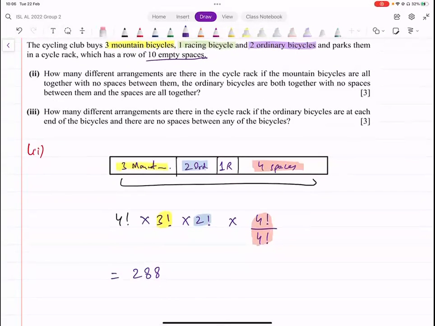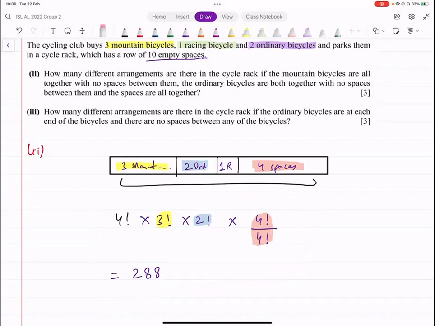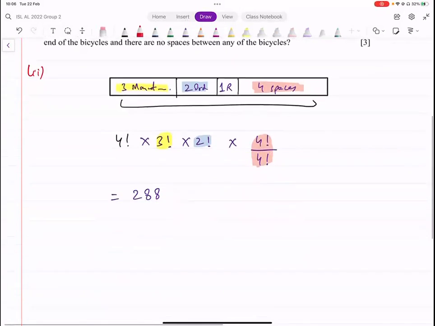Okay. अभी देखें, this was 3 marks. Just writing this statement, that's 2 marks, and then 1 mark for the final answer. Okay. Acha. Let's look at the second part, the third part.